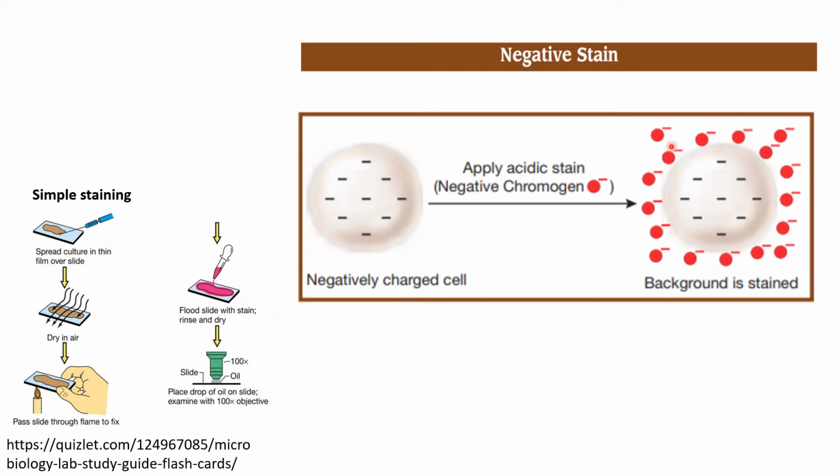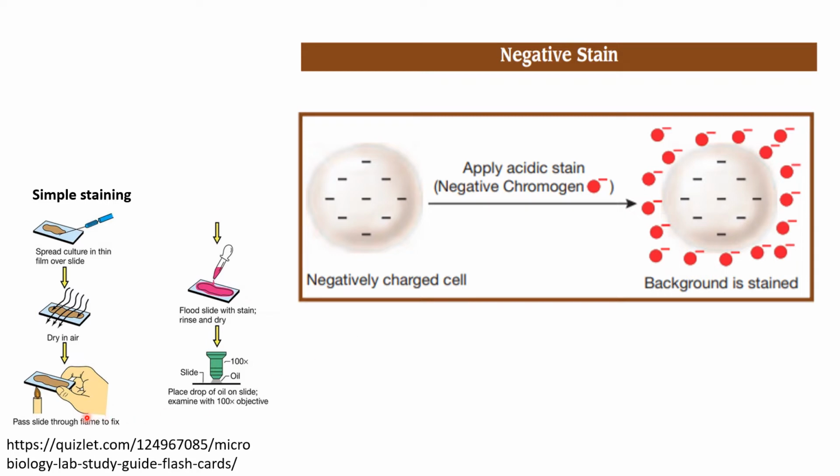So most of the time, if we want to stain the cell with chromogen, that is positive staining. But if we want to stain the background to visualize the cell, it is negative staining. So similar with positive staining, negative staining could also determine the cell morphology, the cell shape, as well as the cellular arrangement in bacteria that are too delicate to withstand heat fixing.